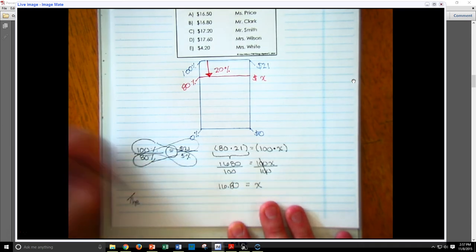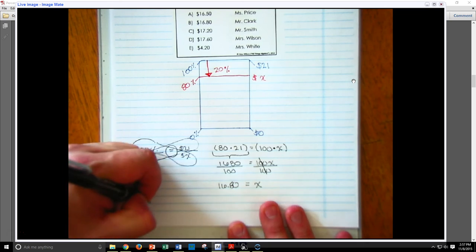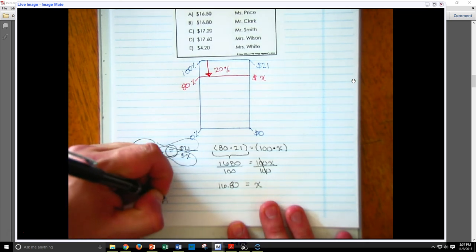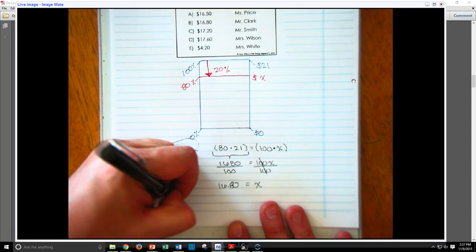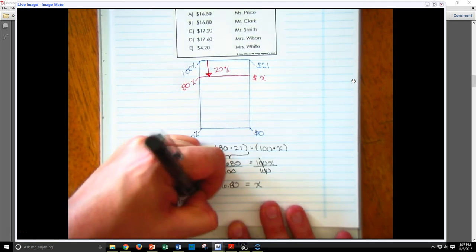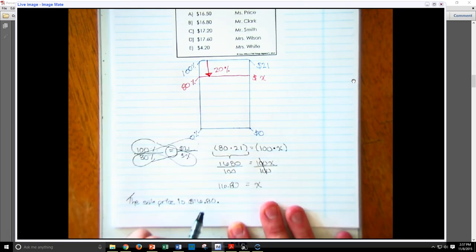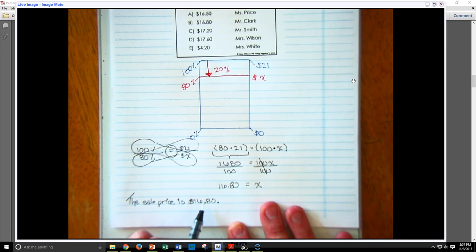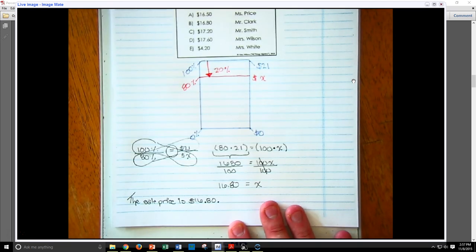The sale price is $16.80. Don't forget that you have a decimal point when it's between the 6 and the 8, but it's a period at the end of the sentence because we are writing a complete sentence. So get used to reading that and writing that. Let me try to make it a little clearer for you guys. There we go.